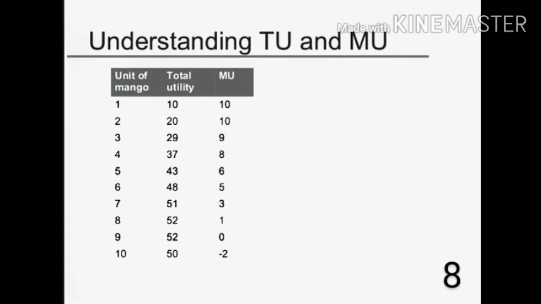Understanding of total utility and marginal utility in this diagram. If we observe this table, total utility and marginal utility both are increasing. Total utility increases at a decreasing rate. Marginal utility increases, then becomes 0. Later on it becomes negative.